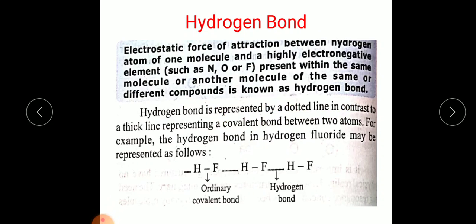Hydrogen bond is the electrostatic force of attraction between a hydrogen atom of one molecule and a highly electronegative element such as nitrogen, oxygen, or fluorine present within the same molecule or another molecule of the same or different compounds. So hydrogen bond means the bond found between hydrogen, one atom should be hydrogen, and the other atom will be a highly electronegative element such as nitrogen, oxygen, or fluorine present within the same or different molecules.